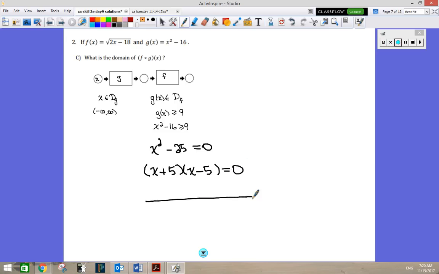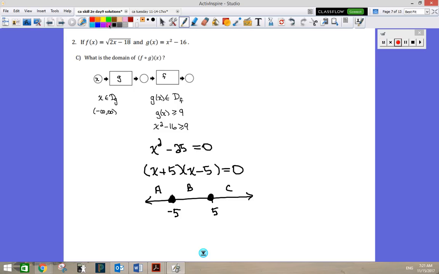So we've seen that this will divide the number line into 3 pieces: pieces that are to the left of negative 5, pieces that are between negative 5 and positive 5, and pieces that are larger than 5. Where did I get negative 5 and positive 5 from? They were the solutions to this equation. Because this arrow is underlined, we will include our critical points in the domain.